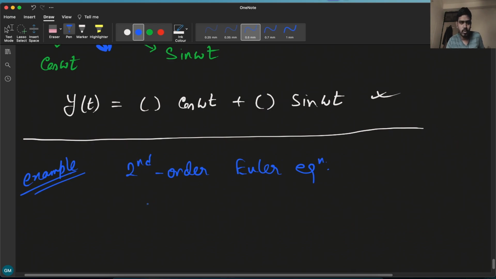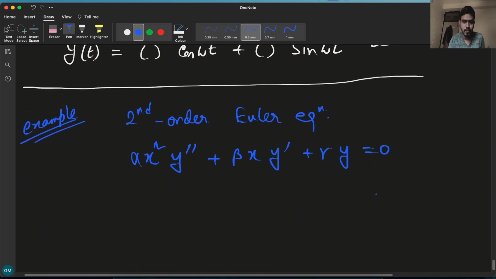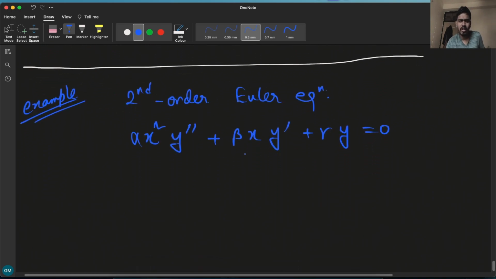What are those? Those are alpha x squared y double dash, that means d2y/dx2, plus beta x y dash, that is dy/dx, plus gamma y equals 0, where alpha, beta, gamma are constants. This is the second order Euler equation. So for the question, we will try to solve this kind of equation basically.